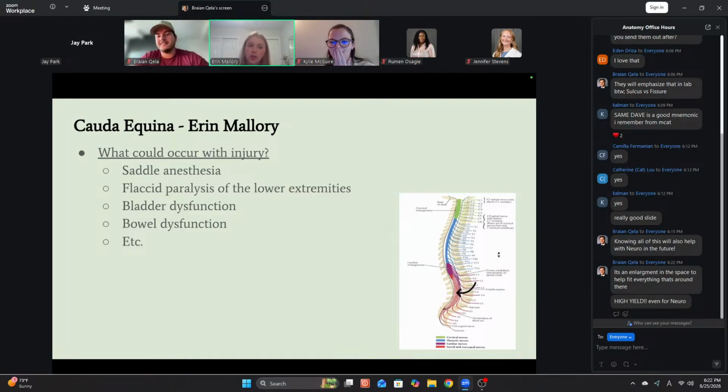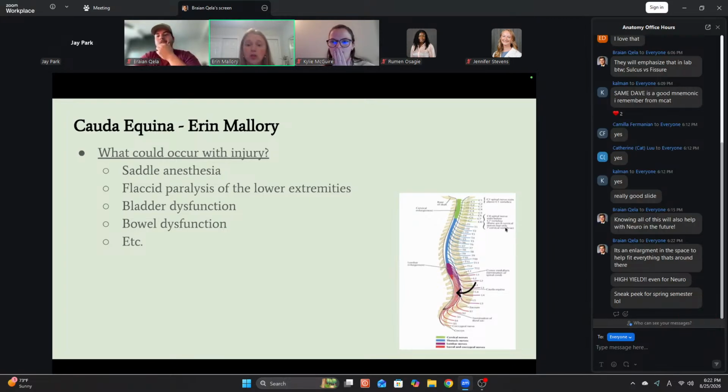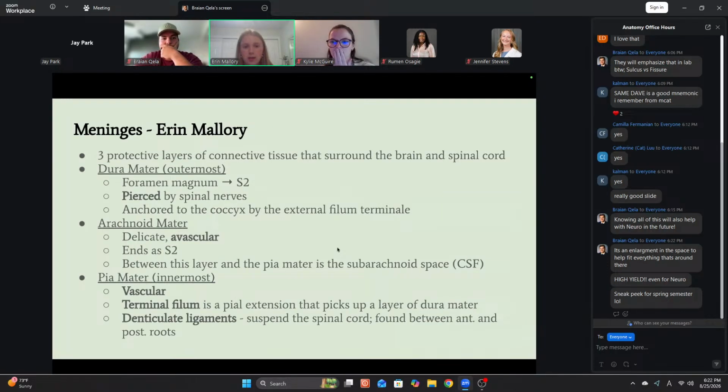And then you'll learn about flaccid paralysis. It means a lower motor neuron paralysis, but you'll get there in neuro. Basically, paralysis of your lower extremities. Can't move them anymore. You'll have bladder dysfunction, you'll see bowel dysfunction, so you'll see a lot of incontinence in people. So you'll see that in questions too. They'll point out a few of these things and you'll know it's cauda equina. But just keep that in mind. You'll probably get a question on this. And then we're going to do some meninges.